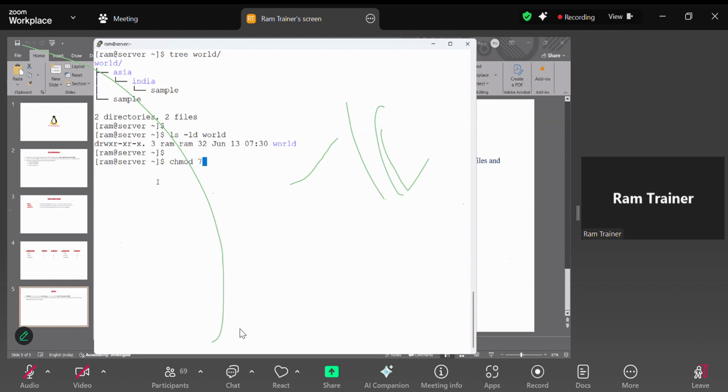If I run chmod 750 on the world directory, I don't want to give any permissions to others. So here it is read and execute, read and execute, nothing. But in that case, you want to use the hyphen capital R option. What is the meaning? If you don't write the R option, the permissions are applicable to the world directory only, the parent.